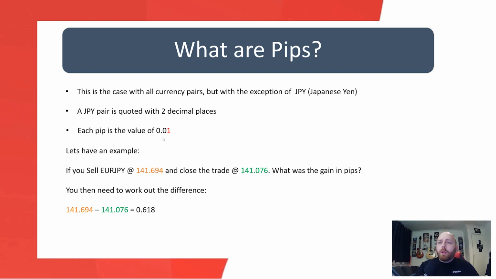So looking back up here, if each pip is the value of 0.01 and it's every second decimal place, what's it going to be here? So we got 0.61. Simple, 61 pips on face value. But if you wanted to be specific and round it up, which I always personally do, I'd be rounding that up to 62 pips.